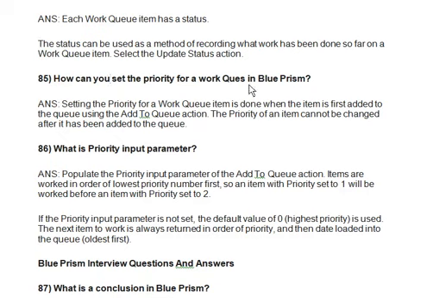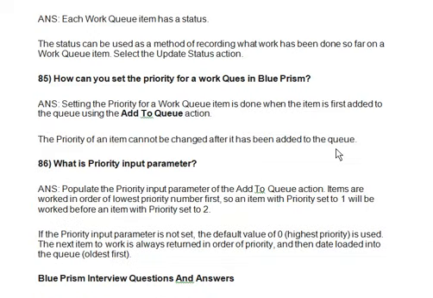How can you set the priority for your work queue item in Blue Prism? Setting the priority for your work queue item is done when the item is first added to the queue using the Add to Queue action. The priority of an item cannot be changed after it has been added to the queue. Once you have set the priority of the work queue item with Add to Queue, it cannot be changed.